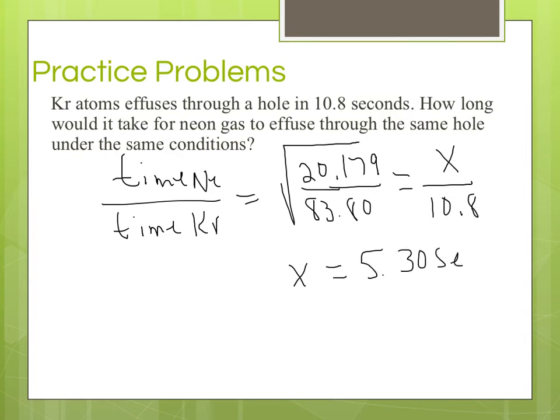So now take the square root of 20.179 divided by 83.80 and multiply it by 10.8, and we get 5.30 seconds. Okay, so does our answer make sense? It's always really good to think about that. Neon is lighter than krypton, so it traveled faster. 5.3 is faster than 10.8 seconds. So the lighter it is, the faster it's going to travel, so our answer does make sense.